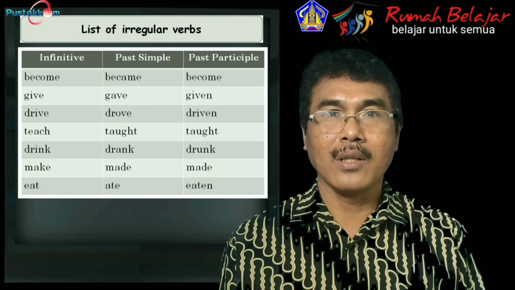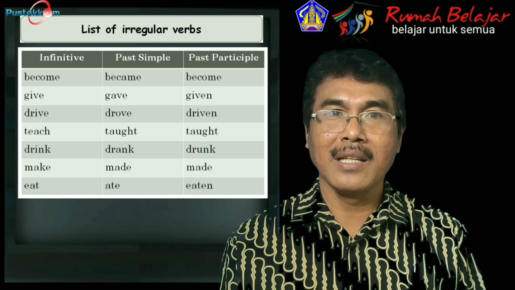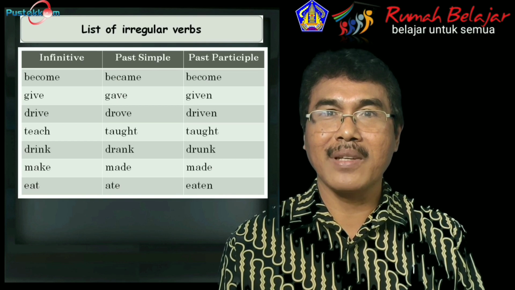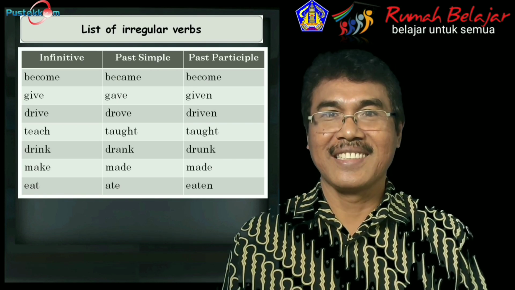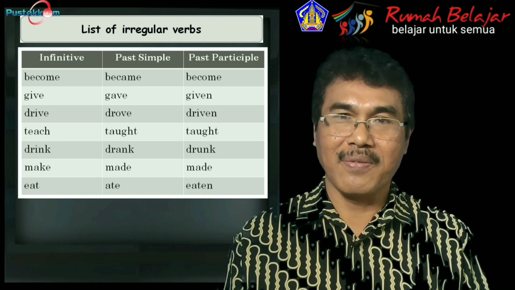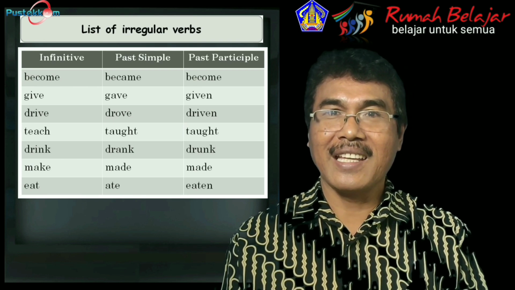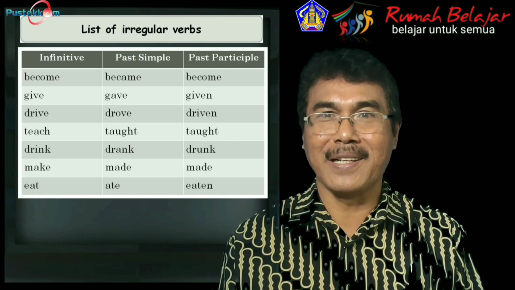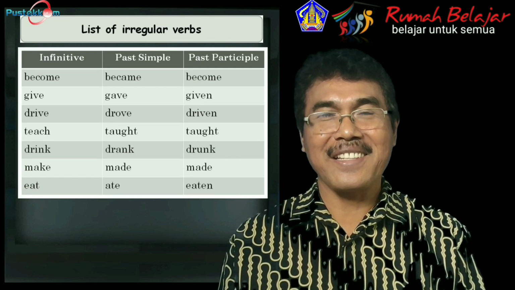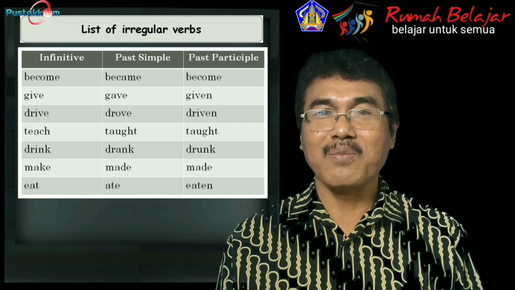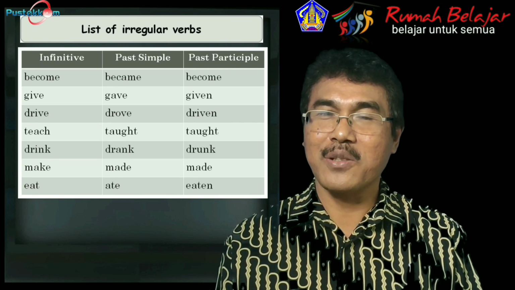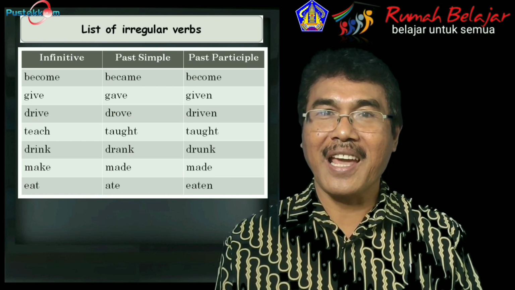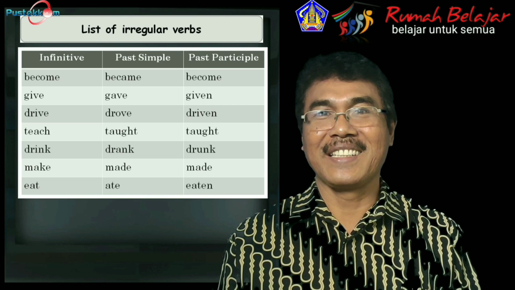Become for infinitive will be became in the past and become in past participle. The next example, give for infinitive and gave for past, given in past participle. The next example, infinitive drive, for past is drove and past participle becomes driven, and so on.